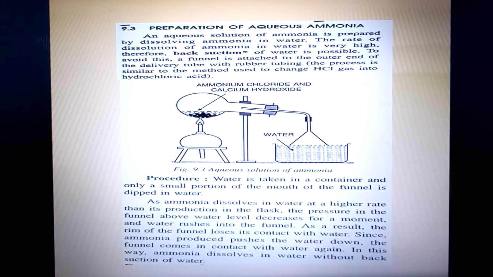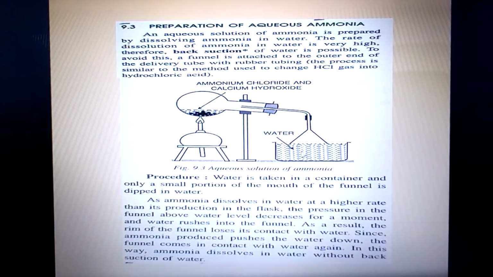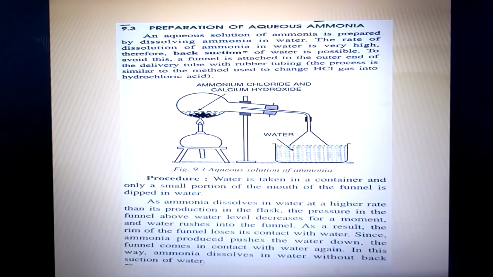aqueous ammonia. Now, as you can see in the diagram, ammonia gas is being dissolved in water with the help of a funnel arrangement. You can see a funnel. This is the funnel arrangement. This arrangement we had already discussed in chapter HCl.